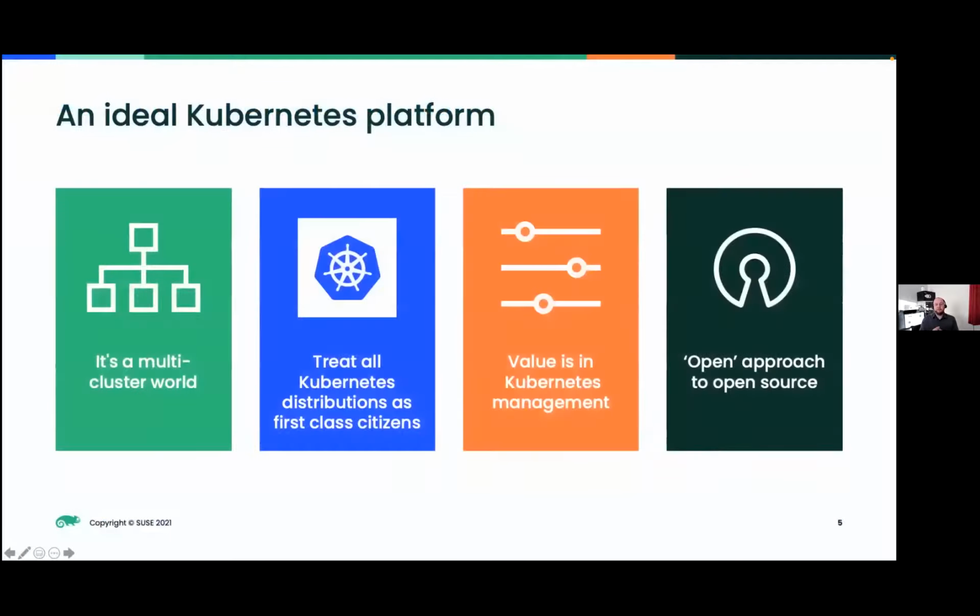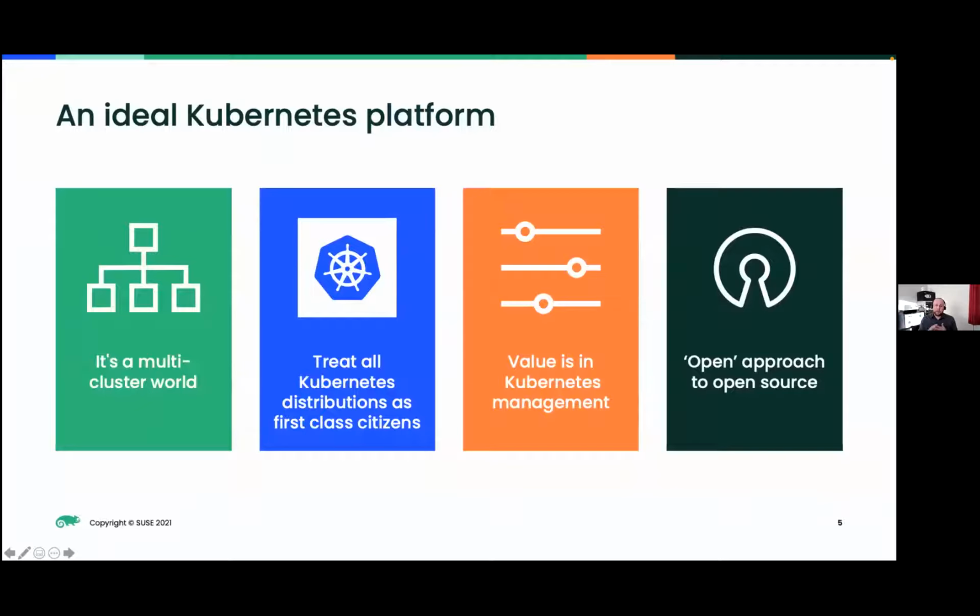There are so many different Kubernetes distributions out there today. There's also a few different Kubernetes management platforms as well. So I want to talk a bit about what I feel is an ideal Kubernetes management platform and how we at SUSE approach some of these challenges and ideas as well. I'm going to group this by these four main themes that are on the screen now.